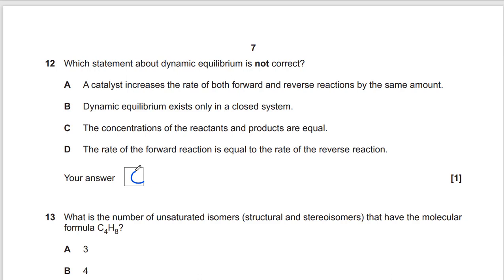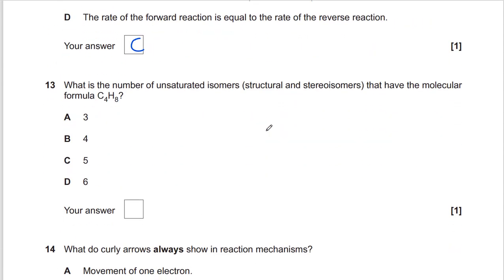Just to convince ourselves of this as being the truth, for D, the rate of the forwards reaction is equal to the rate of the reverse reaction. That again is another definition. That's a feature of our equilibrium. The speed of the reaction is the same, so it appears as though nothing is happening, even though something is happening. So the rate of the forwards reaction is the same as the rate of the reverse. That's the correct statement, so C is the answer. Right, number 13 then.